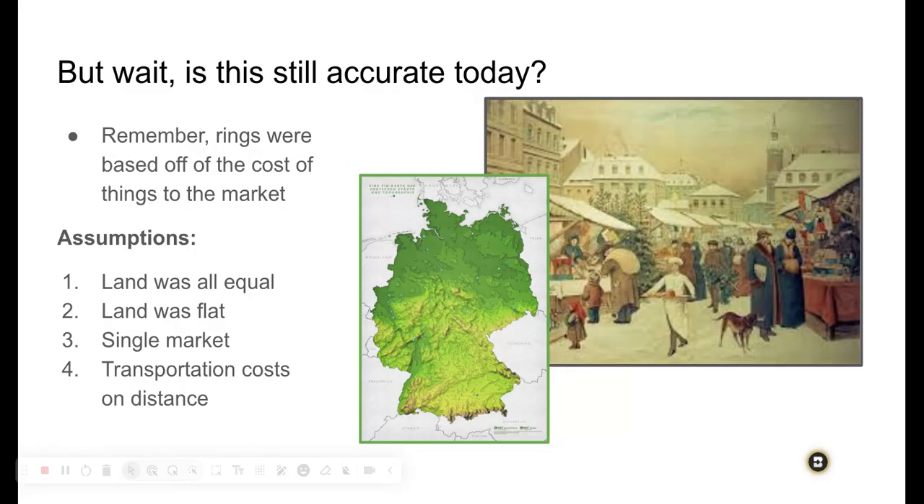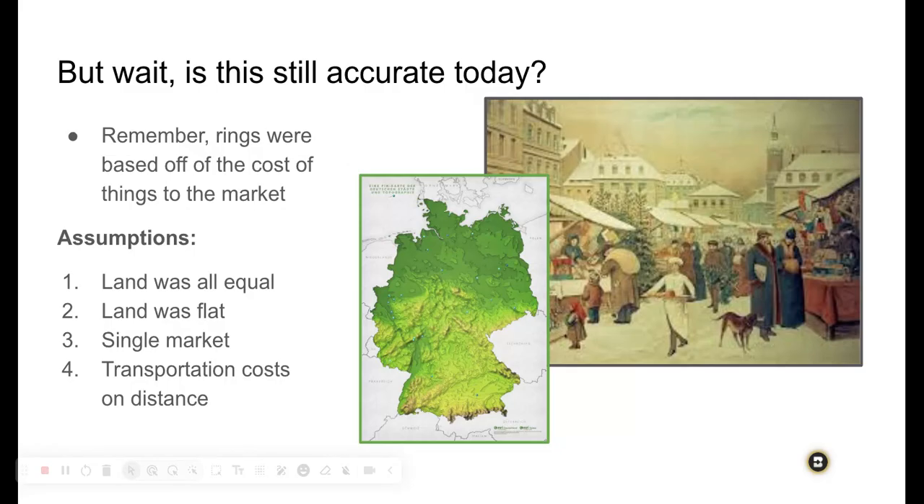There was also, assuming, basically a single market, one central area you would go to buy your foods. You wouldn't be going to markets in a few towns over. You'd be going to the one in your town because you didn't have cars. It didn't make sense to do that. And it also assumes that transportation costs are based on distance. So further away, it's going to take you more days to get your goods to market, so it's going to cost you more. Or you have to do it more quickly because the things will perish.